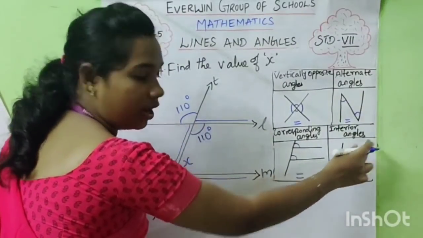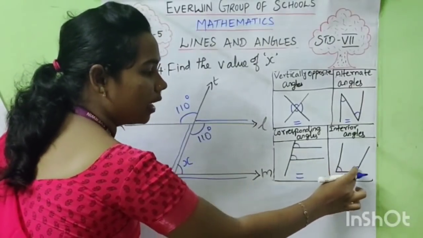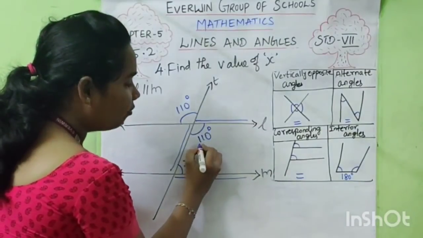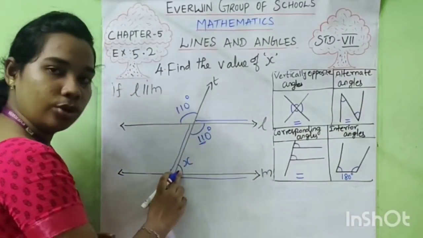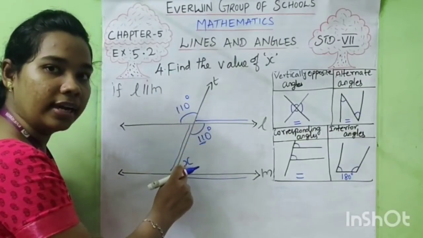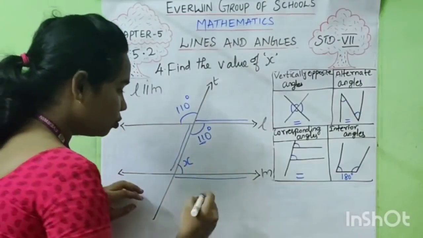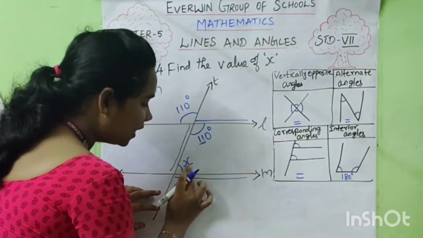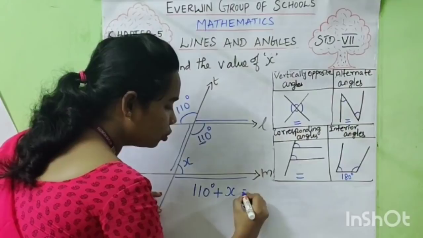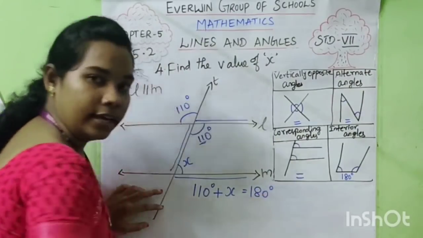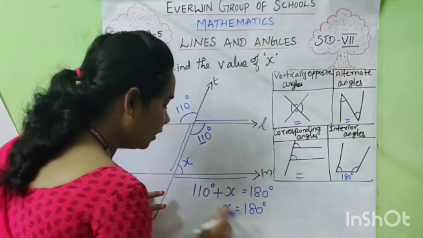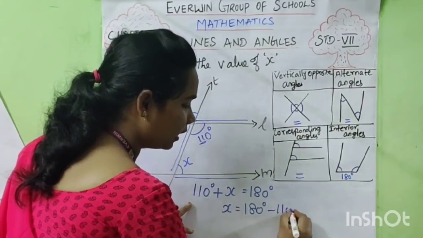Interior angle means U, right? And the sum of these two angles should be 180 degree. Here I have 110 degree and we should find X. Okay? We know that the sum of these two angles are 180 degree. So, 110 degree plus X should be 180 degree. See, X is equal to 180 degree minus 110 degree.